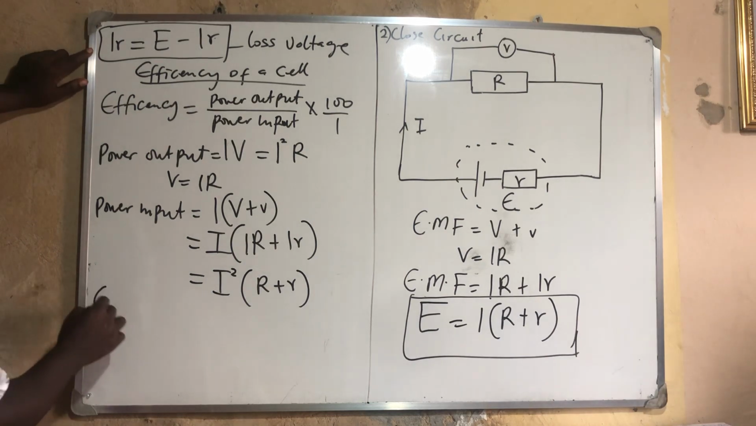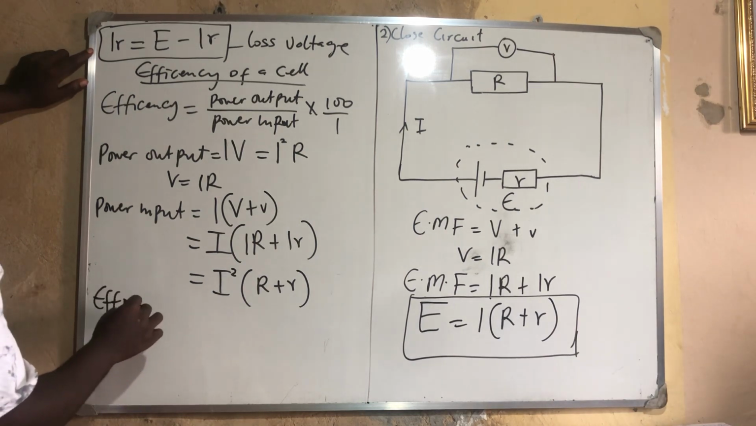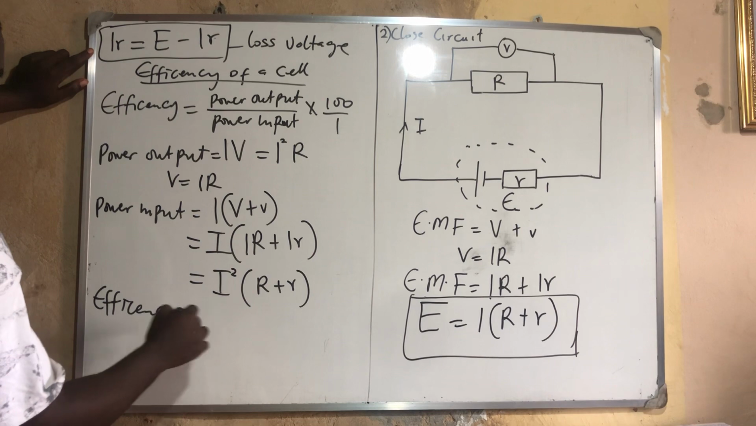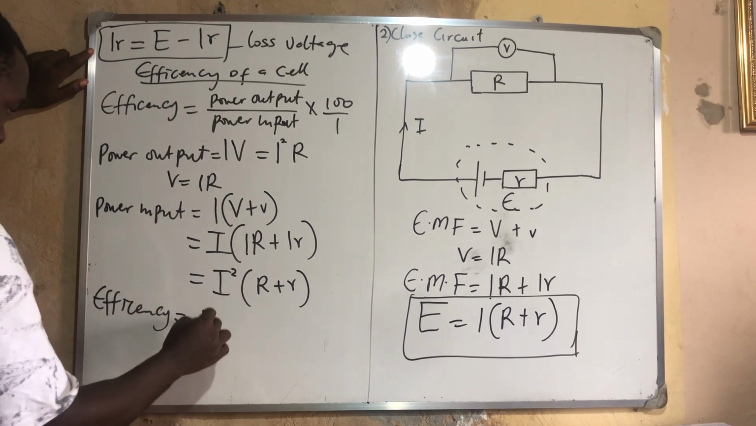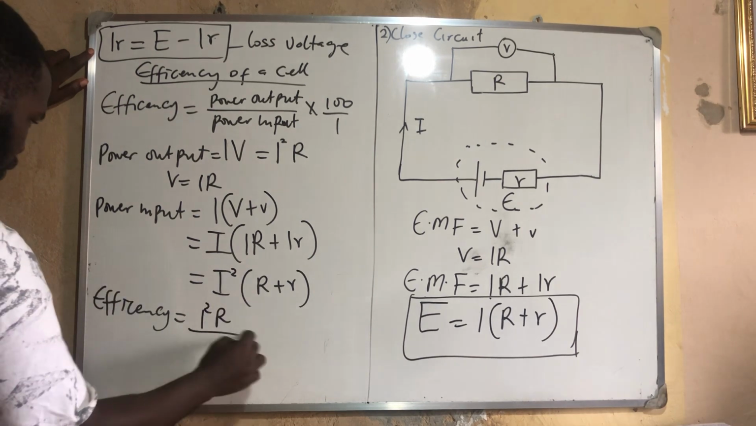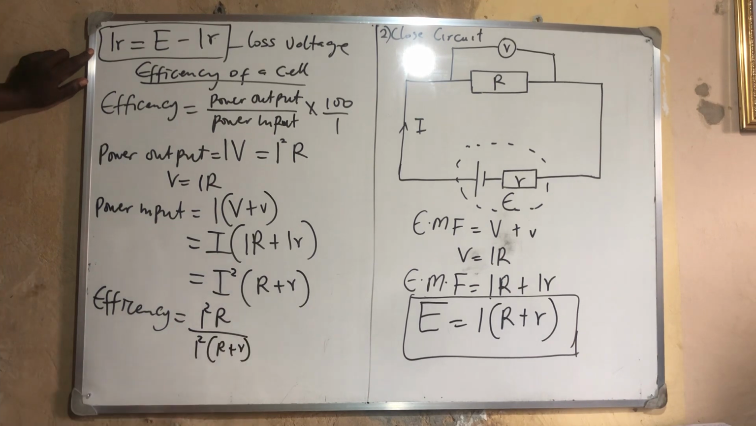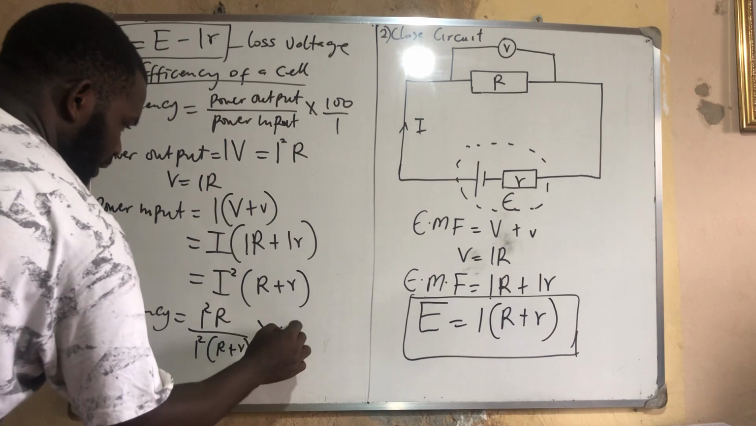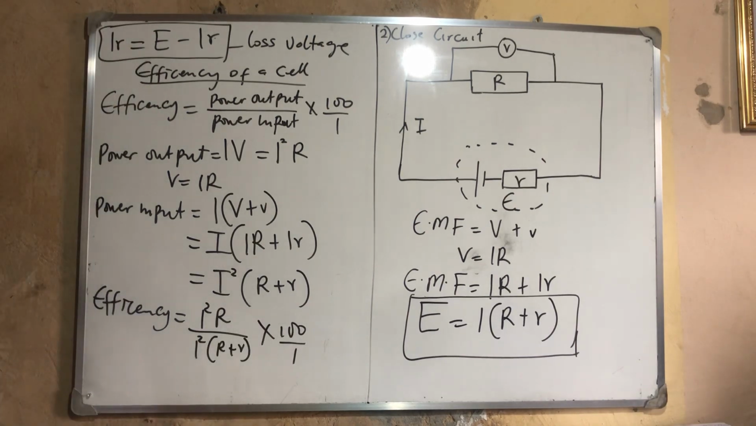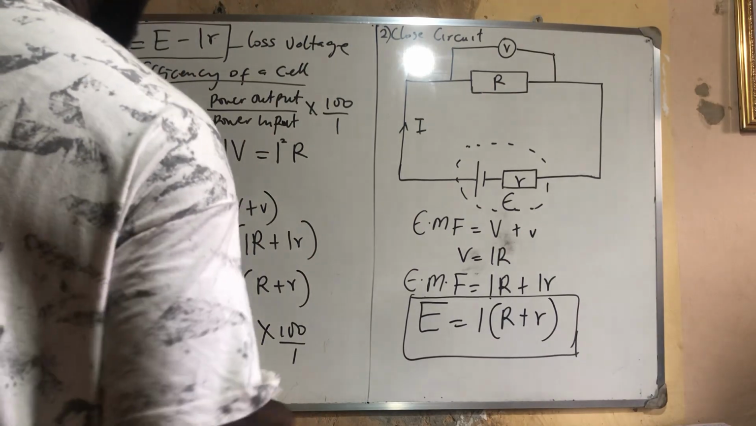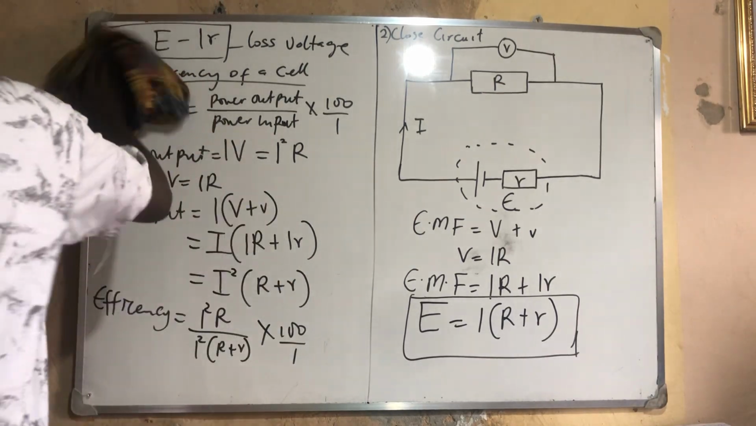So you now tell them that efficiency is equal to the output first, which is I squared R, all over I squared in bracket of R plus r, times 100 over 1. So that is how to calculate the efficiency of a cell. Please note that. Very, very important.